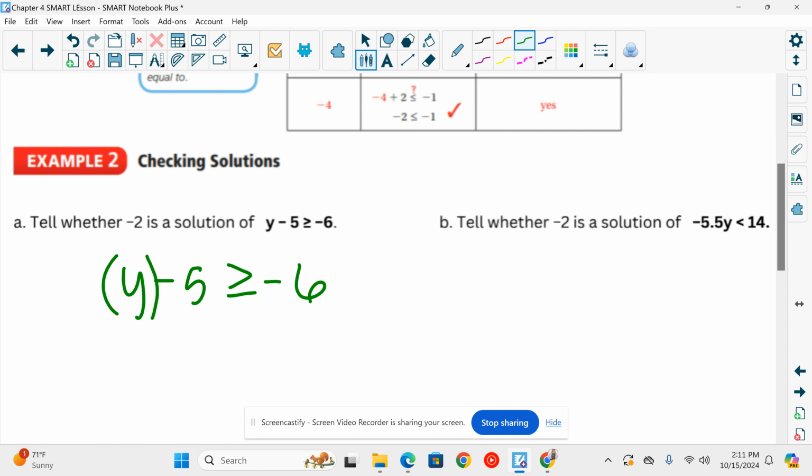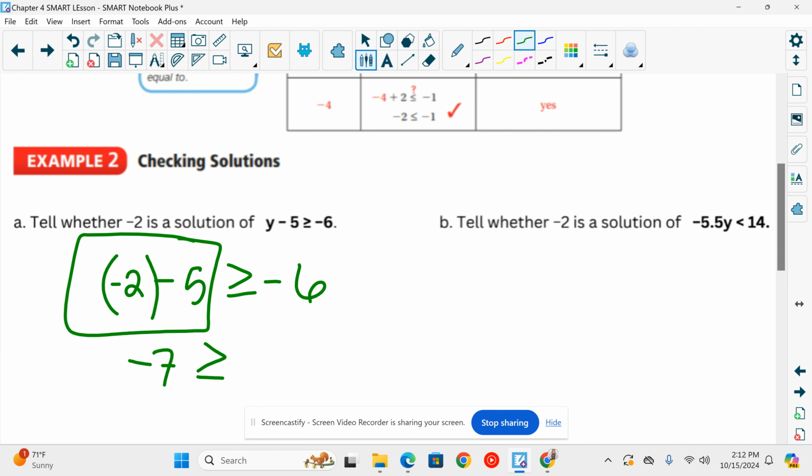Then you can go in and erase and substitute where that variable is. And now you can simplify to see if it's true. You can do negative 2 minus 5, which gives me negative 7. So they're trying to say that negative 7 is greater than or equal to negative 6. Is this true or false? Is negative 7 greater than negative 6?